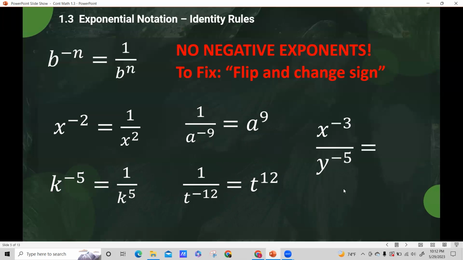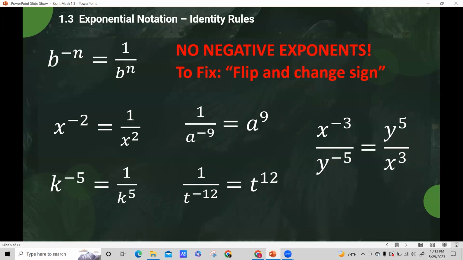Now, one last example on this page. This is a weird one. We've got negatives everywhere. If we have a negative in the numerator, we can move it down to the denominator. And if we have a negative in the denominator, we can move it to the numerator. We're just going to swap these around, and then everybody will be happy. We're just going to flip this whole thing upside down. So it becomes y to the 5th over x to the 3rd. And then everything is positive. So that is an identity rule.